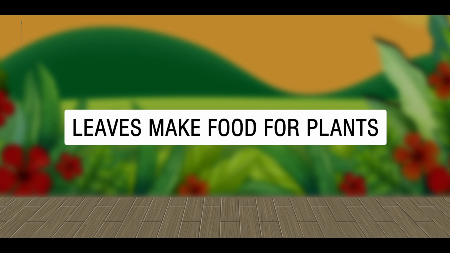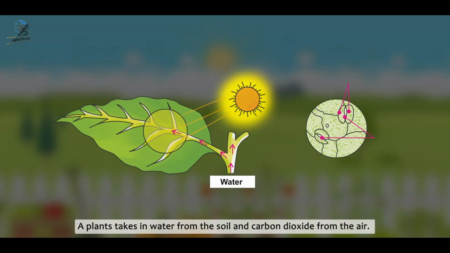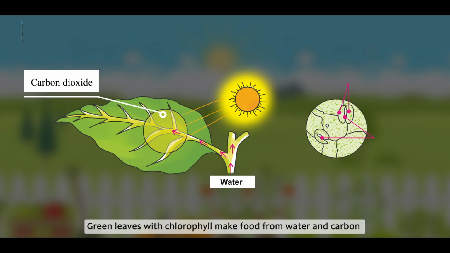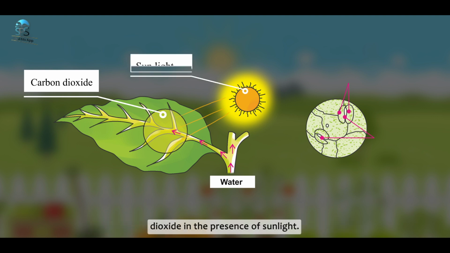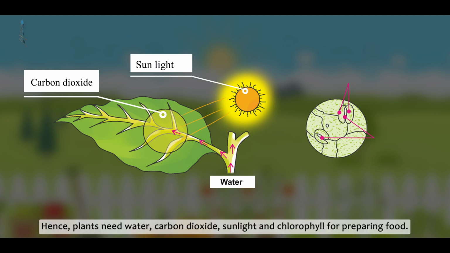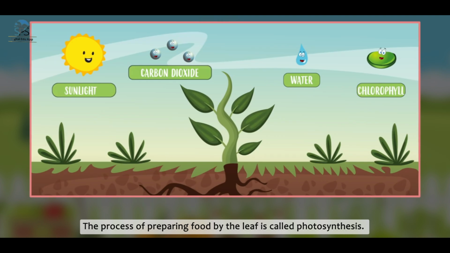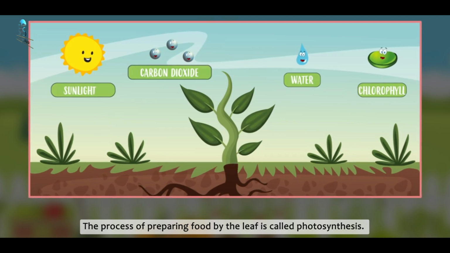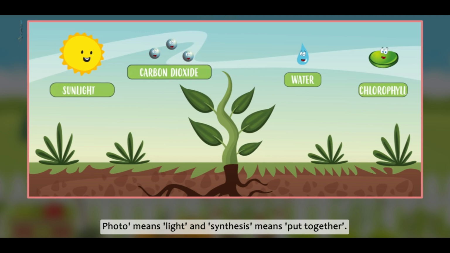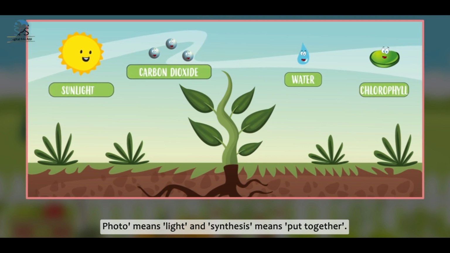Leaves make food for plants. A plant takes in water from the soil and carbon dioxide from the air. Green leaves with chlorophyll make food from water and carbon dioxide in the presence of sunlight. Hence, plants need water, carbon dioxide, sunlight, and chlorophyll for preparing food. The process of preparing food by the leaf is called photosynthesis. Photo means light and synthesis means put together.